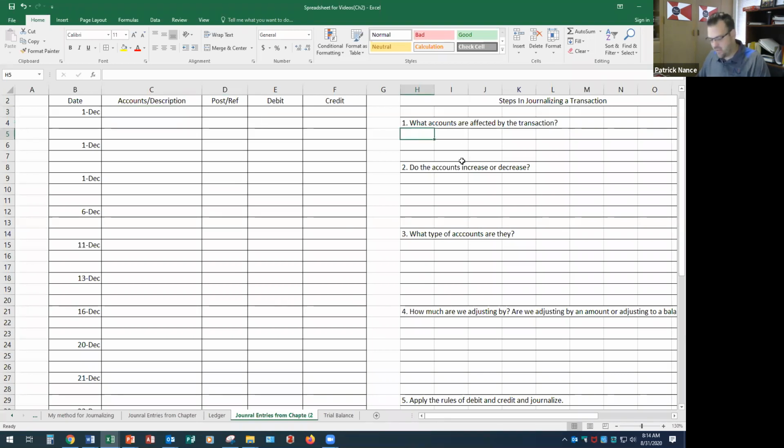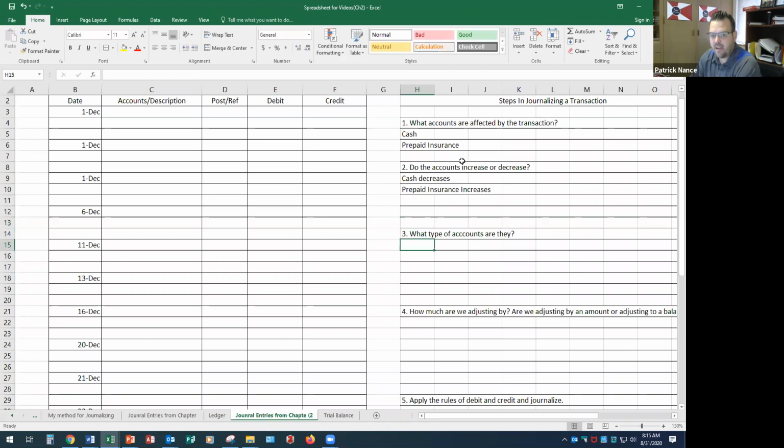So what accounts are affected by the transaction? Well, first thing it says that they paid, so cash is affected. And then we have a new account called prepaid insurance. That is also affected by this. Do the accounts increase or decrease? Well, I paid someone money, so cash decreases, and I am owed insurance after this that I was not owed before I paid this money. So prepaid insurance increases.